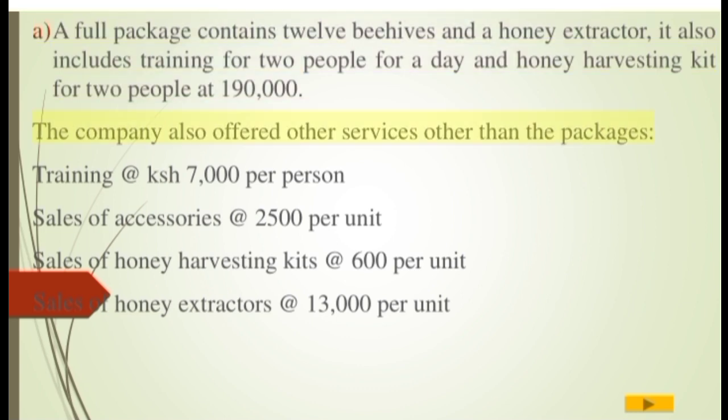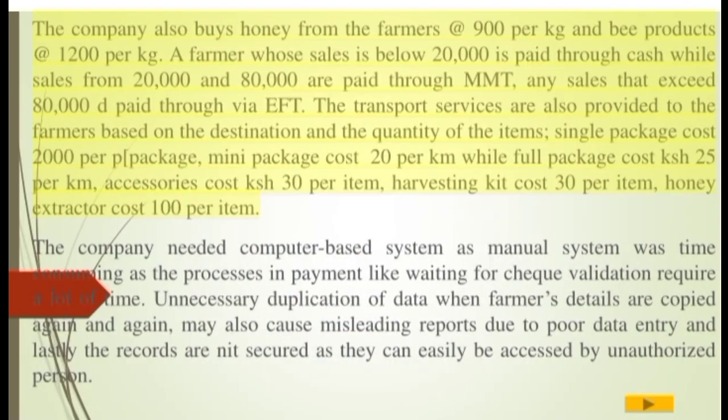The company also offered other services other than the packages. Training at KSH 7,000 per person. Sales of accessories at 2,500 per unit. Sales of honey harvesting kits at 600 per unit. Sales of honey extractors at 13,000 per unit. The company also buys honey from the farmers at 900 per kilogram and bee products at 1,200 per kilogram.